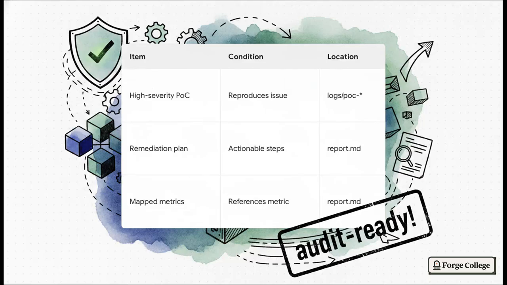This acceptance matrix right here is your literal grading rubric. It shows exactly what a passing grade looks like for this checkpoint. Do you have a high severity POC? Well, the pass condition is that it runs and reproduces the issue, and the evidence is right there in your logs folder. Do you have a remediation plan? It needs actionable steps written down in the debug report. If all these items pass, you can confidently tag your branch as audit ready.